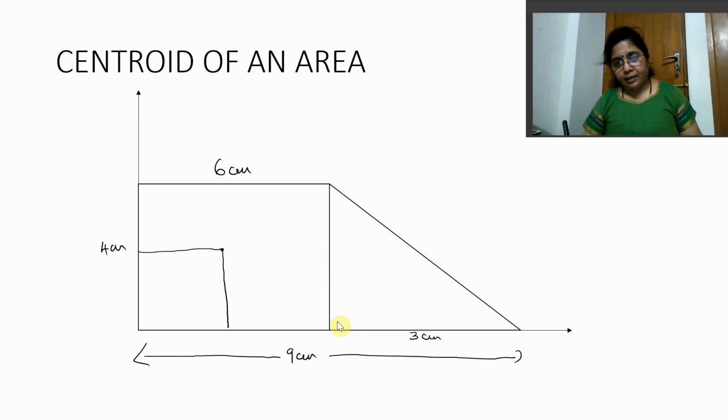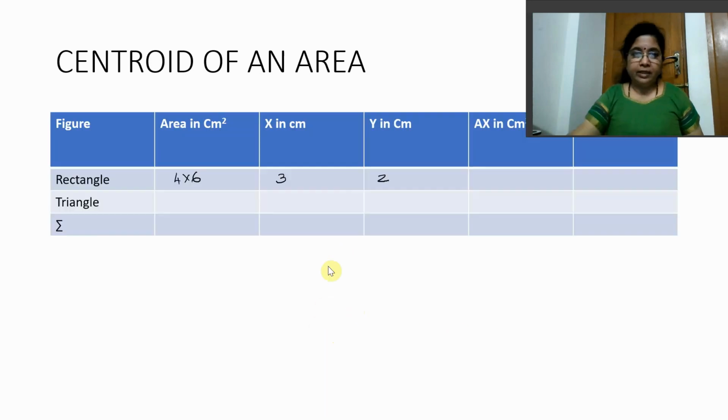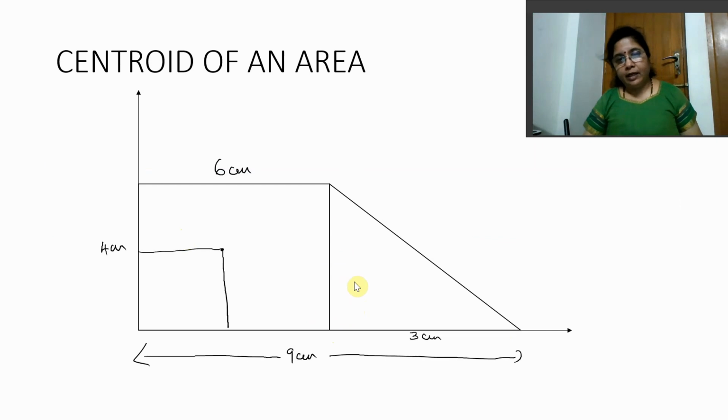When you go to the triangle, your base is 3, your height is 4. And what is the area of the triangle? Half base into height. Now, x for triangle. I told you your centroid for triangle is located somewhere here. And the x coordinate and y coordinate of this triangle alone is given by h by 3 and b by 3.